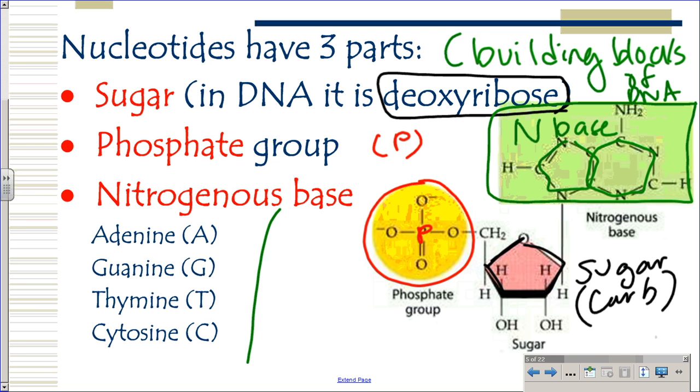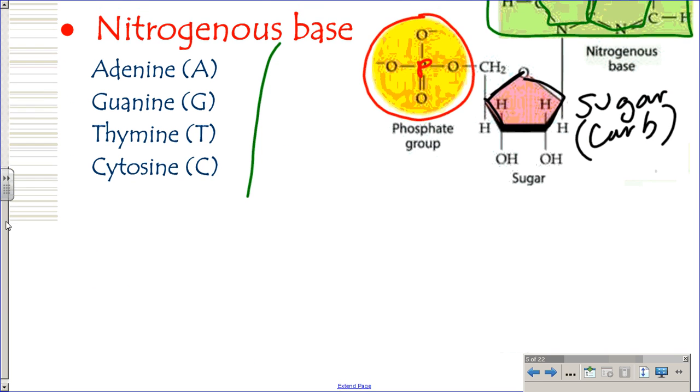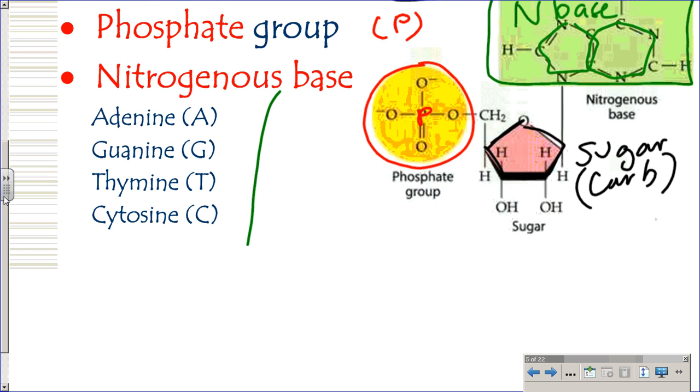DNA only has 4 possibilities though. What's the A stand for? Adenine, T, thymine, C, cytosine, G, guanine. So adenine, thymine, guanine, and cytosine. Those are the 4 you need to know.